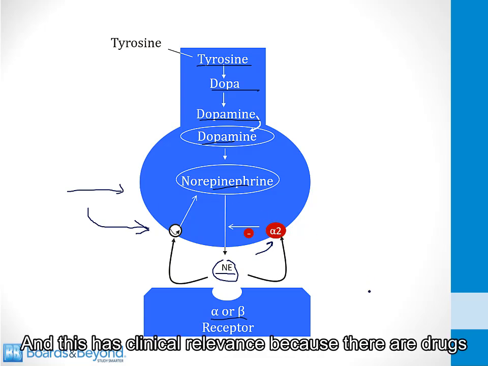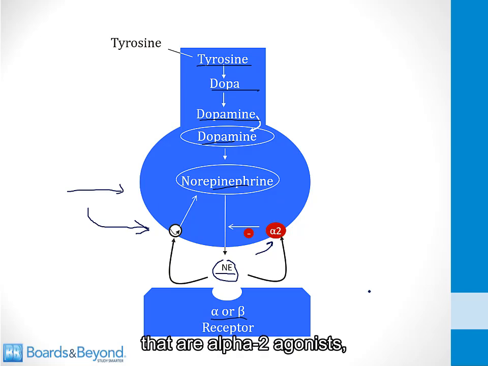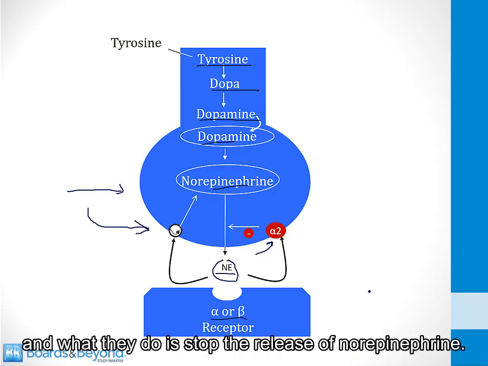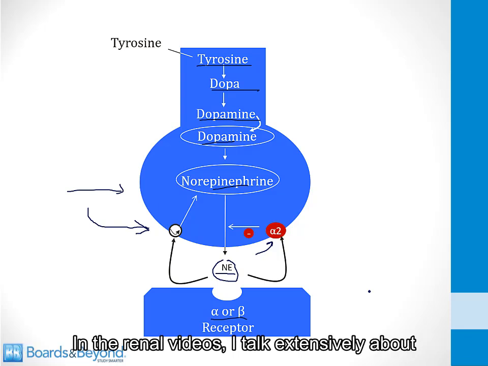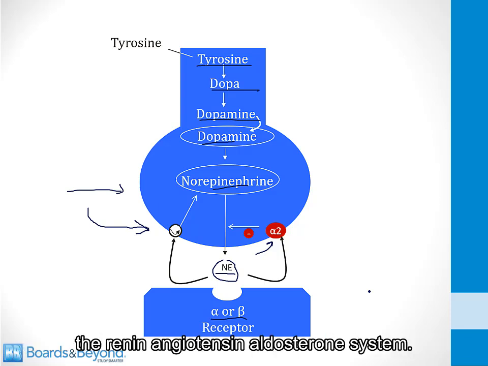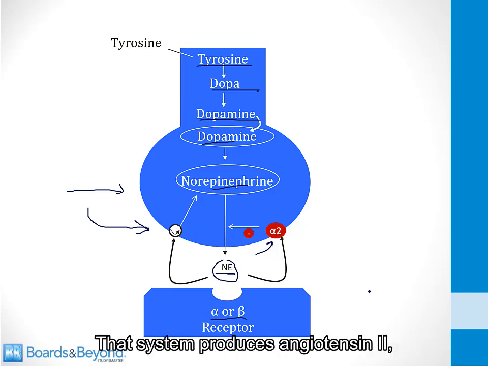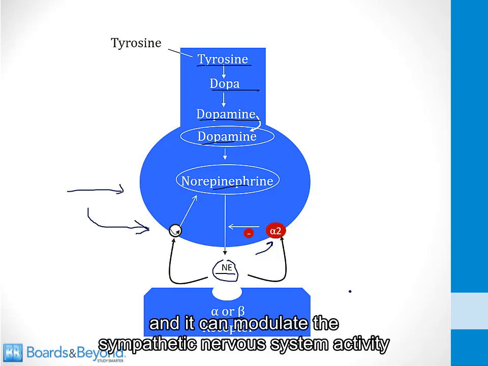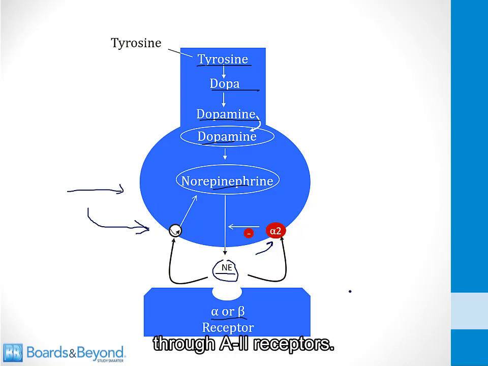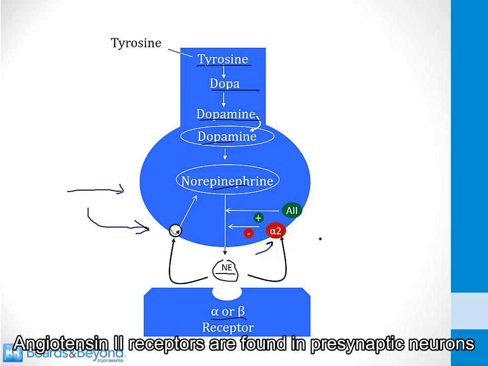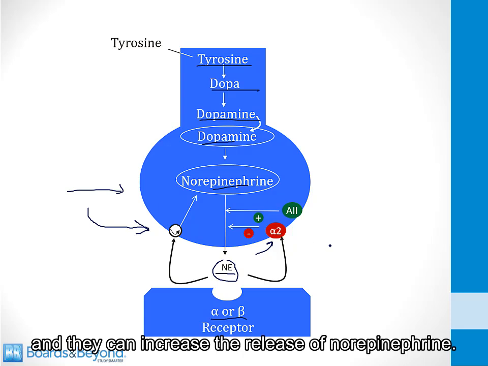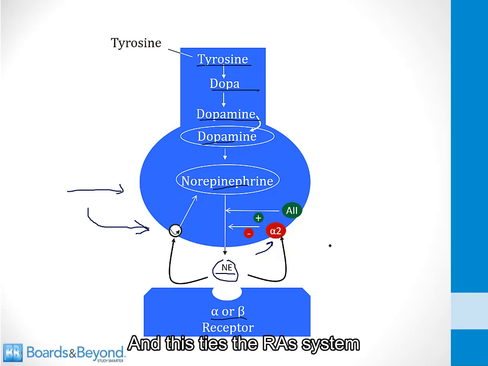And this has clinical relevance because there are drugs that are alpha-2 agonists, and what they do is stop the release of norepinephrine. In the renal videos, I talk extensively about the renin-angiotensin-aldosterone system. That system produces angiotensin II, and it can modulate the sympathetic nervous system activity through AT2 receptors. Angiotensin II receptors are found on presynaptic neurons, and they can increase the release of norepinephrine, and this ties the RAS system to the sympathetic nervous system.